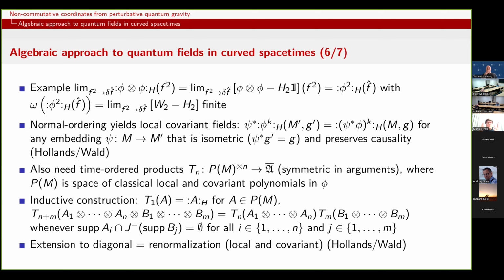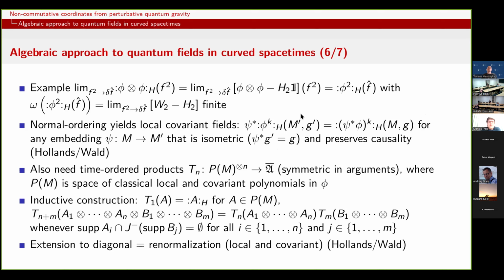And now comes what is called locality in this framework. That's why I used causality for the delta before. This construction gives you covariant fields. That means take two different spacetimes, M and M prime, and an isometric embedding that also preserves the causal structure. So that means that the pullback of that embedding acting on the metric G prime of the second spacetime gives you back the first one. Then these fields transform as they should.